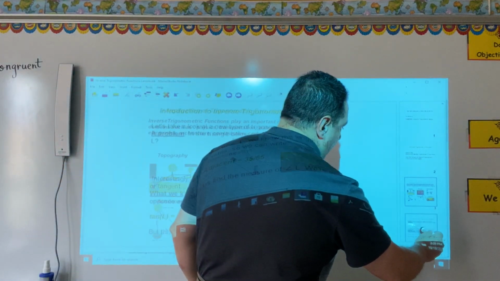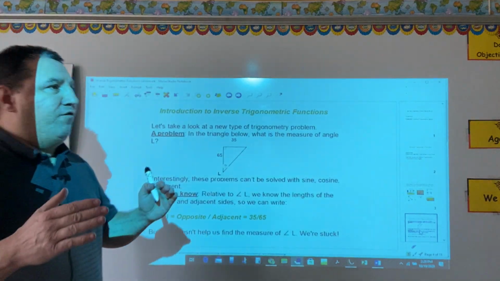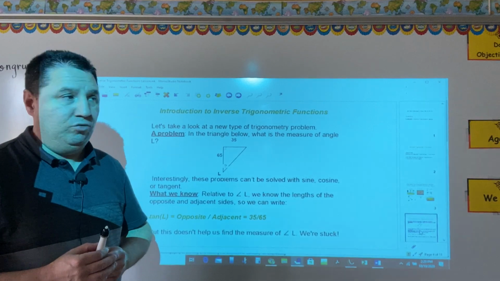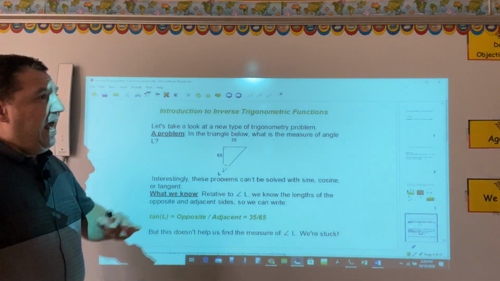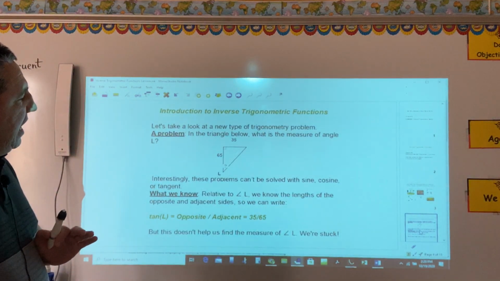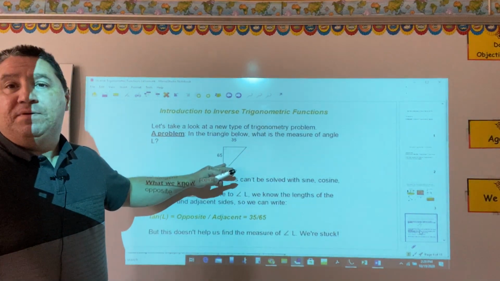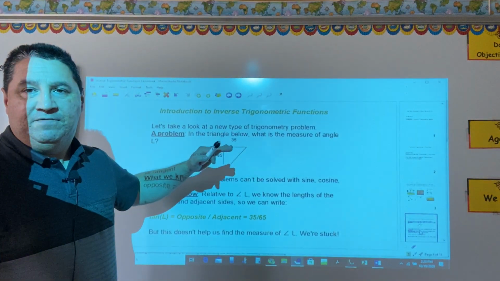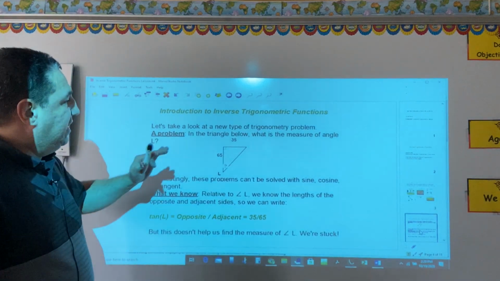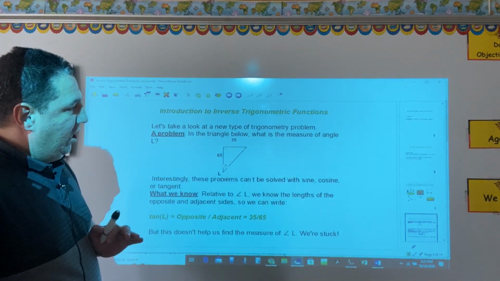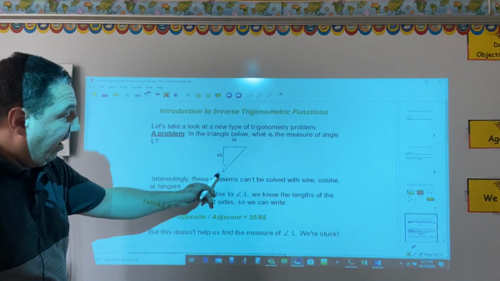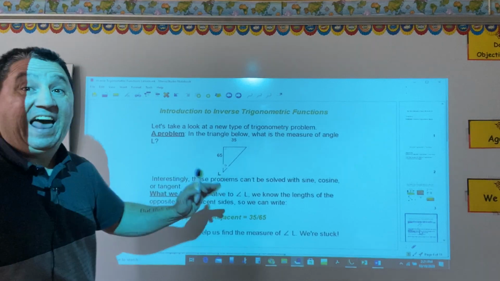Now, for a better understanding of inverse of trigonometric ratios, let's look at this problem. This is a new kind of trigonometric problem. So in this triangle, it says what is the measure of angle L? We have to find the measure of angle L this time.